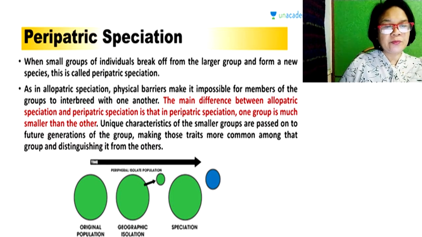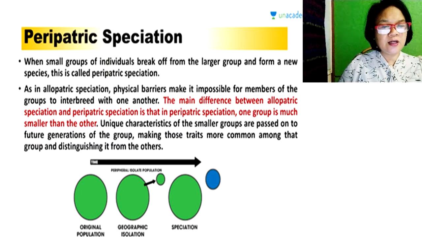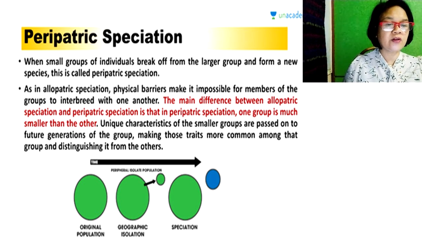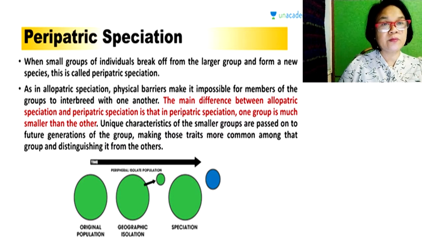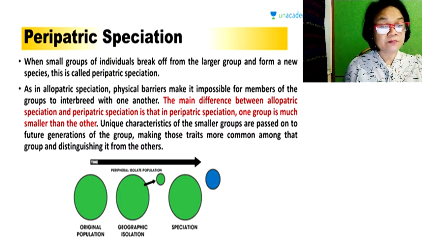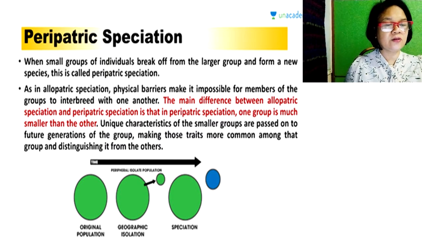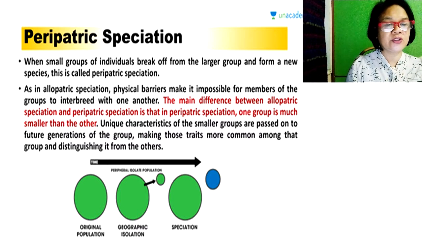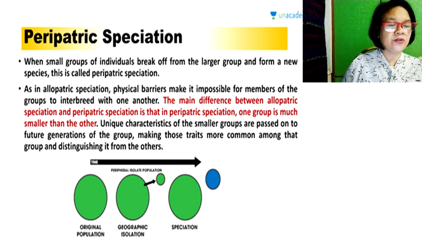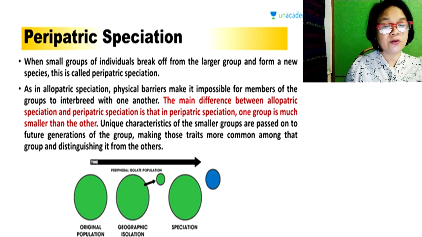peripatric speciation. In allopatric speciation, there are what we call physical barriers, making it impossible for members of the groups to interbreed with one another. Now, the main difference between allopatric speciation and peripatric speciation is that in peripatric speciation, one group is much smaller than the other. And the unique characteristics of the smaller group are passed on to future generations of the group, making those traits more common among that group and distinguishing it from the others.